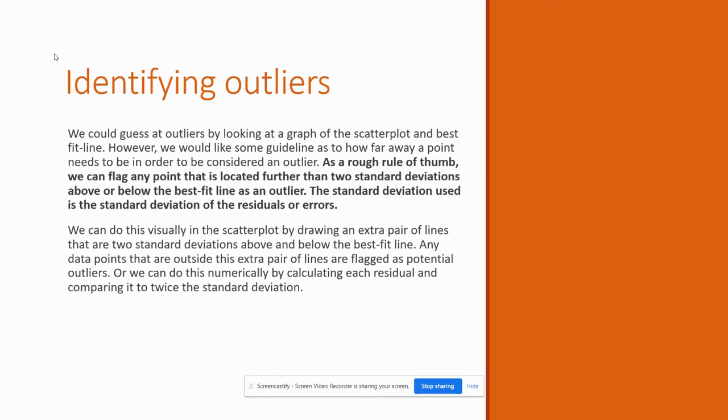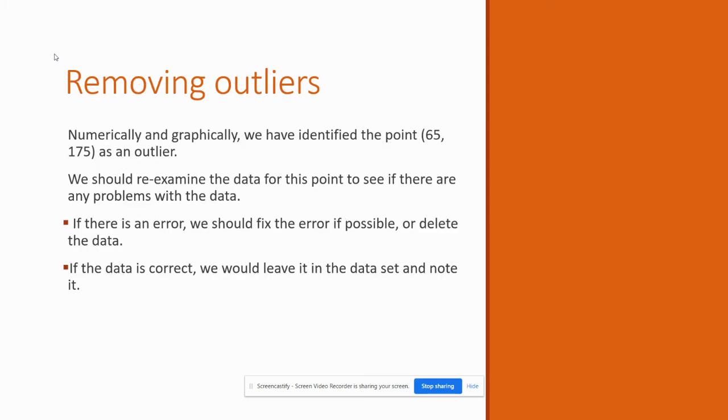So how can we spot outliers by looking at a graph? Well, there are some guidelines. As a rule of thumb, we can flag any point that is located further than 2 standard deviations above or below the line of best fit. The standard deviation is the standard deviation of the residuals, or errors. If you go back to the normal distribution, remember we talked about 95% of the data falling between 2 standard deviations above and below the mean. So here you're looking for that 5% that's lying out there. You can do this visually with a scatter plot, but the great thing is Minitab does it for us.